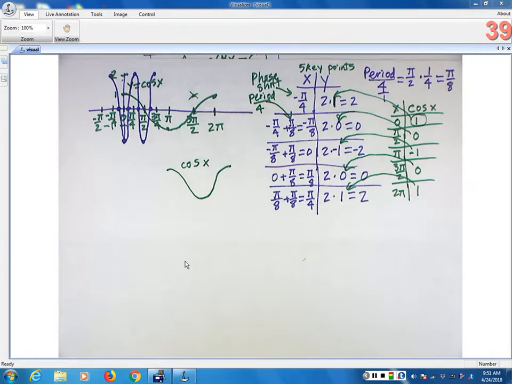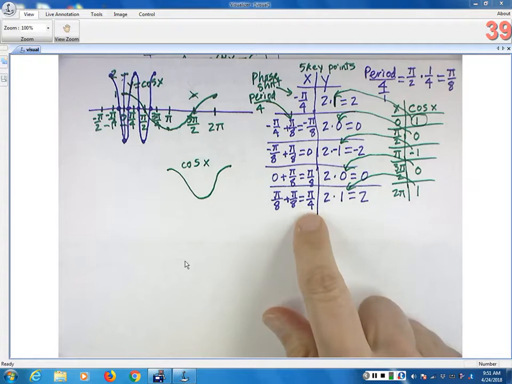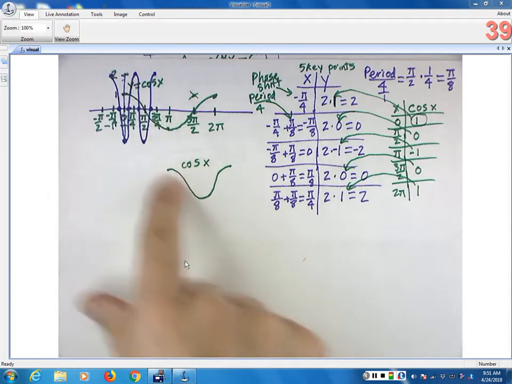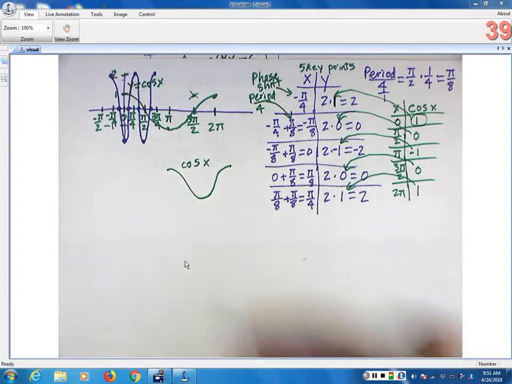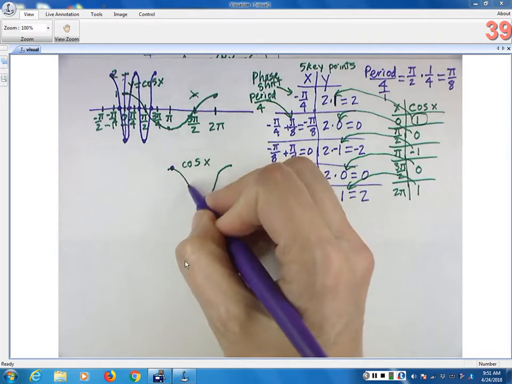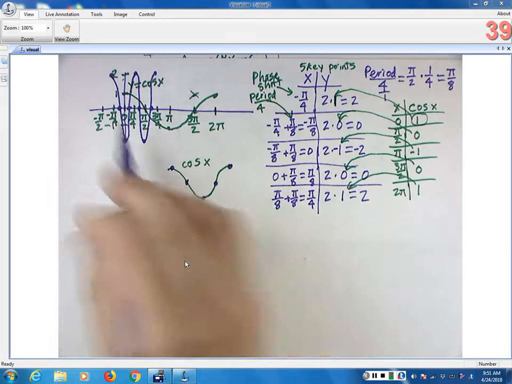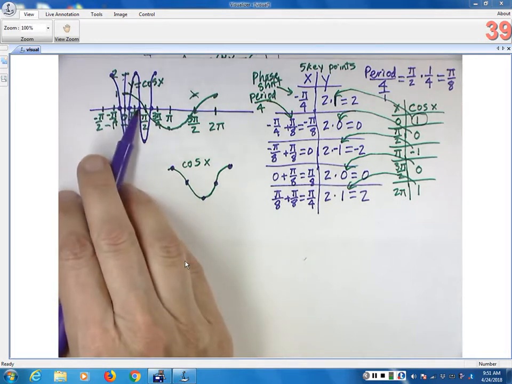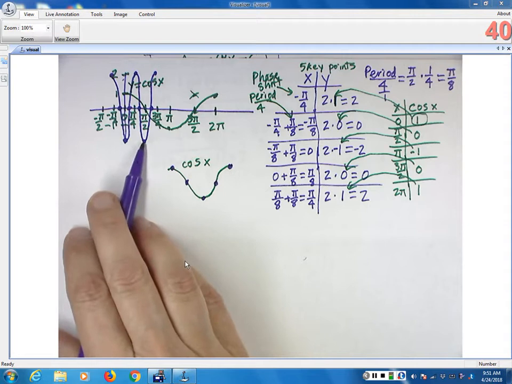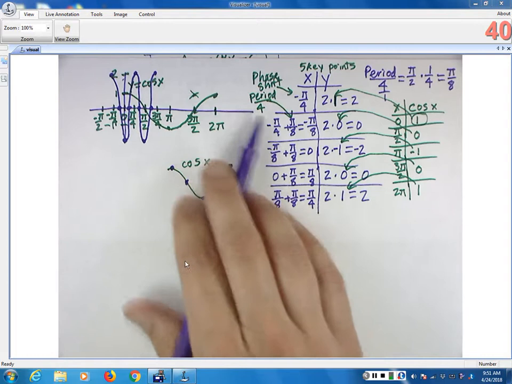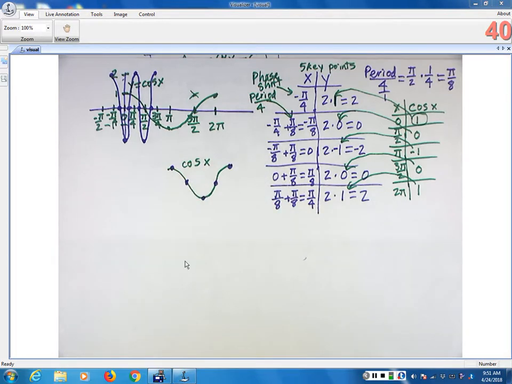But you could, if you want, keep adding pi over 8 to get your second wave. But so I knew my next one, I'm at the top, these are the 5 key points in cosine. So I was at the top, so I went to the middle, and I knew that was a difference of pi over 8. And then I went to the bottom, making sure I was only going by pi over 8. I had to go by pi over 8.